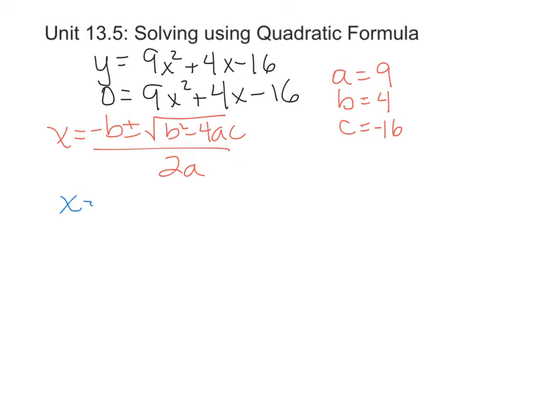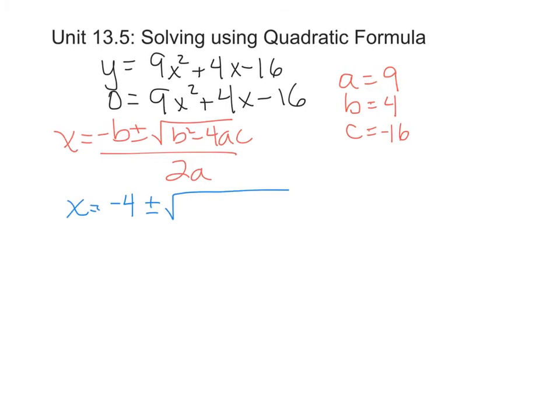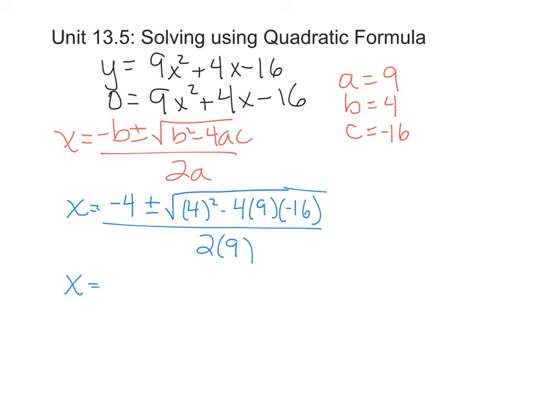x equals the opposite of 4, so that'd be negative 4, plus or minus the square root of 4 squared minus 4 times a, which is 9, times c, negative 16, all over 2 times 9. Then it's just a matter of plugging it into our calculator and evaluating. So negative 4 plus or minus the square root. If you put this whole thing in your calculator, you get 592, a huge number, all over 18.